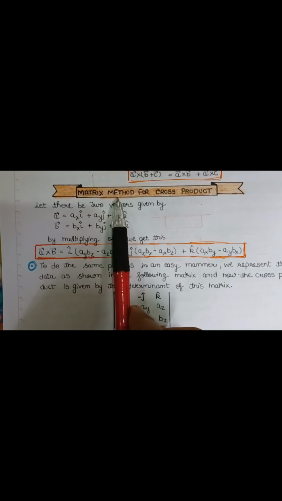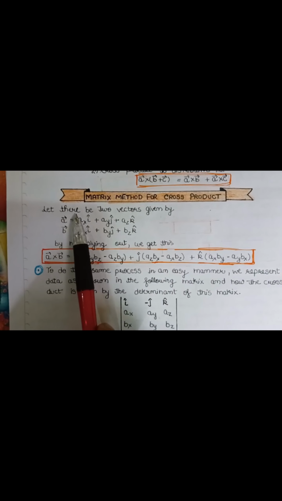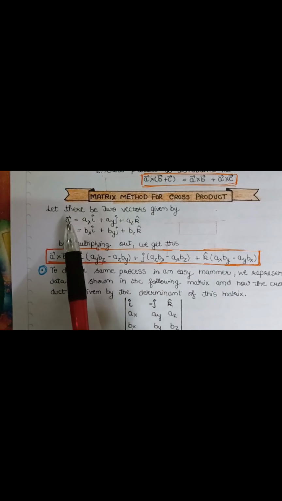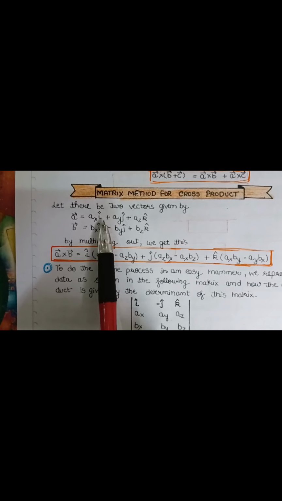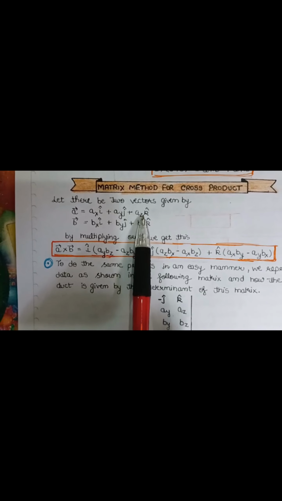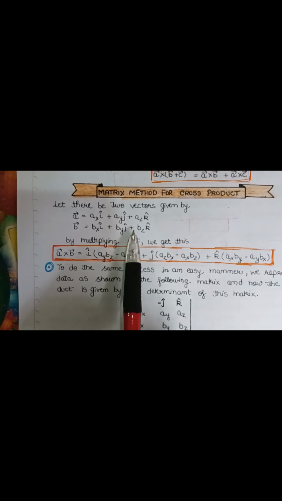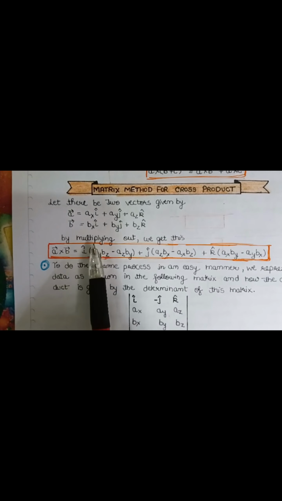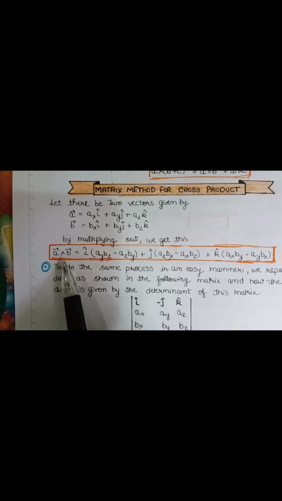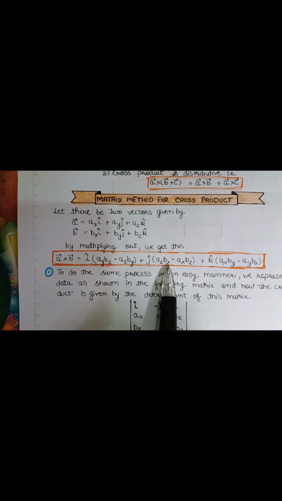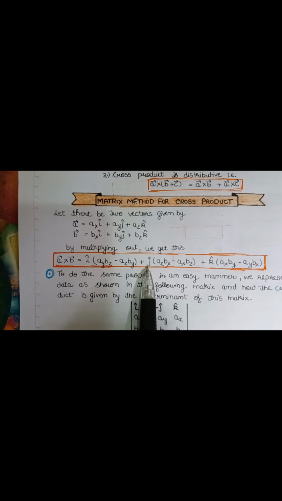Now we will learn about the matrix method for the cross product. Let there be two vectors given by a vector is equal to ax i cap plus ay j cap plus az k cap. b vector equals bx i cap plus by j cap plus bz k cap. By multiplying out, we get this: a vector cross b vector is equal to (ay bz minus az by) i cap plus (az bx minus ax bz) j cap plus (ax by minus ay bx) k cap.